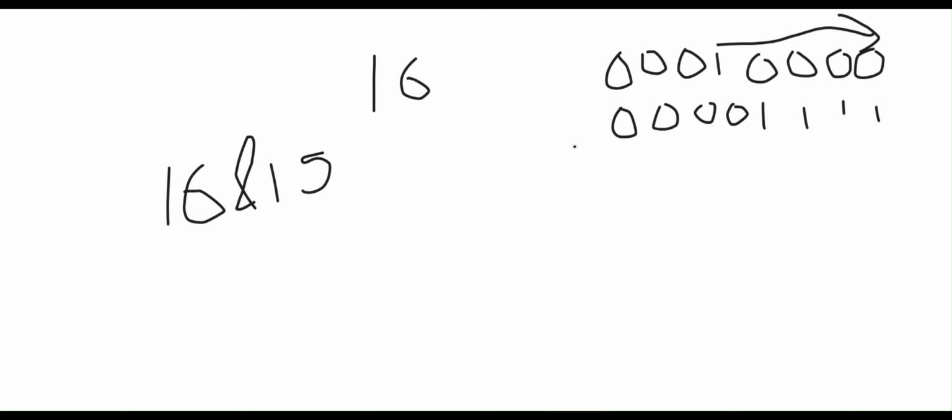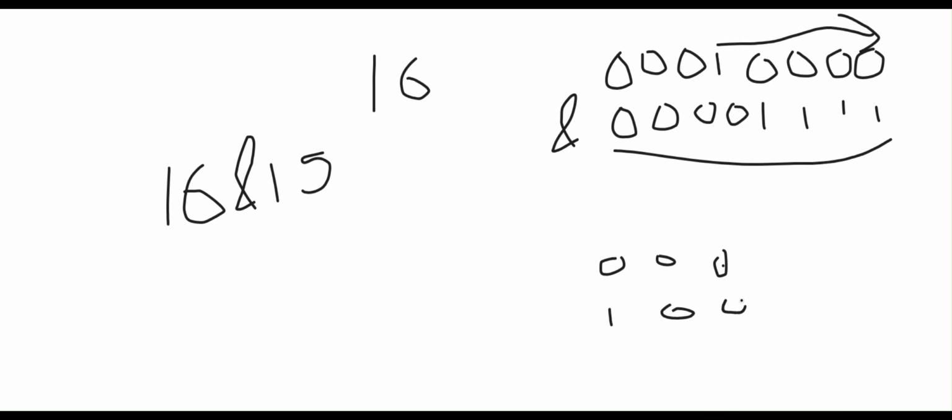And if we perform bitwise AND, so in the AND table, if it is 0 and 0, it will give the value as 0. If it is 1 and 0, it will give the value as 0. If it is 0 and 1, it will still return the value as 0. Draw this table. If it is 1 and 1, it will only return a result of 1.